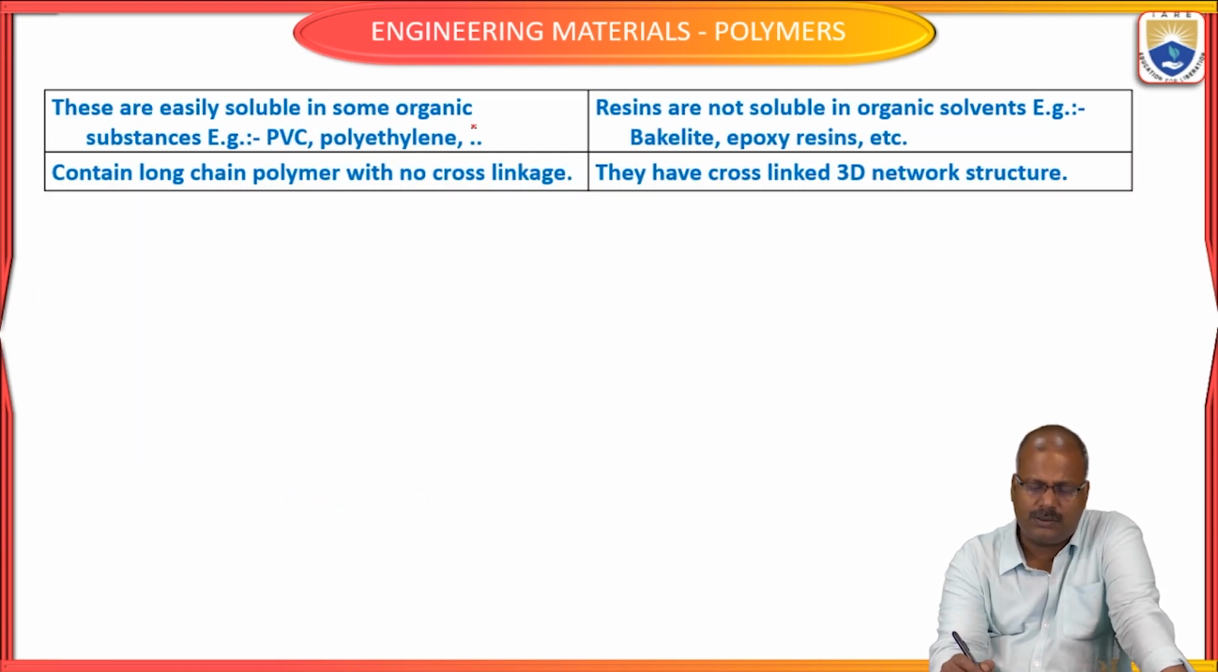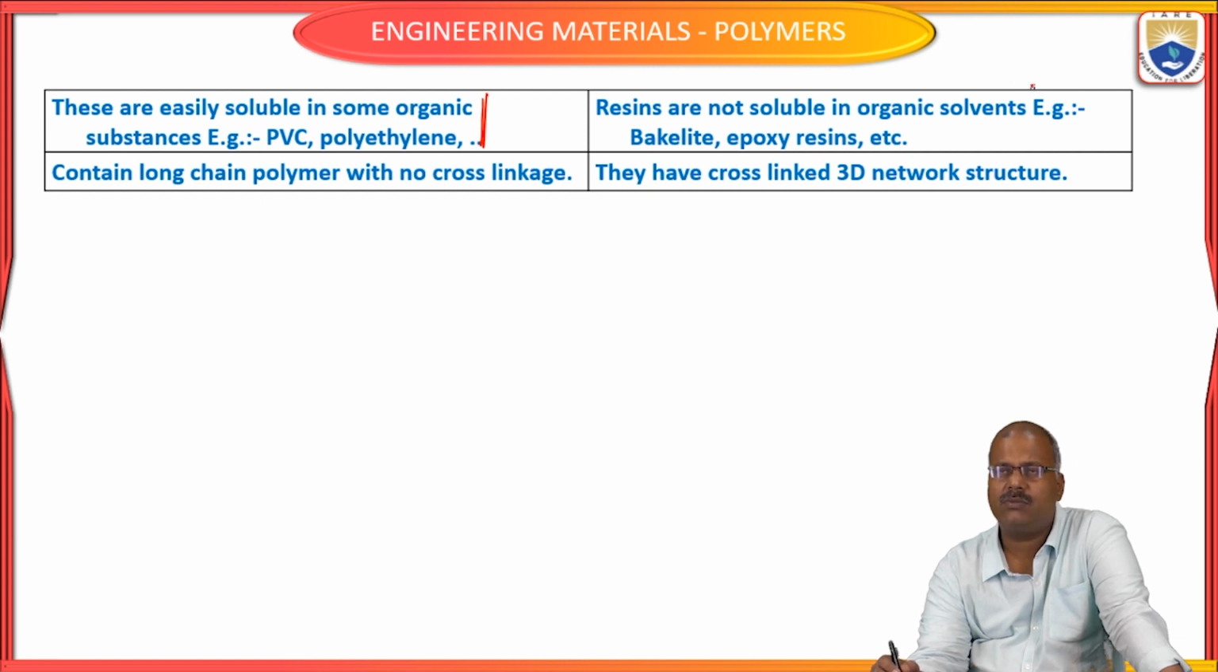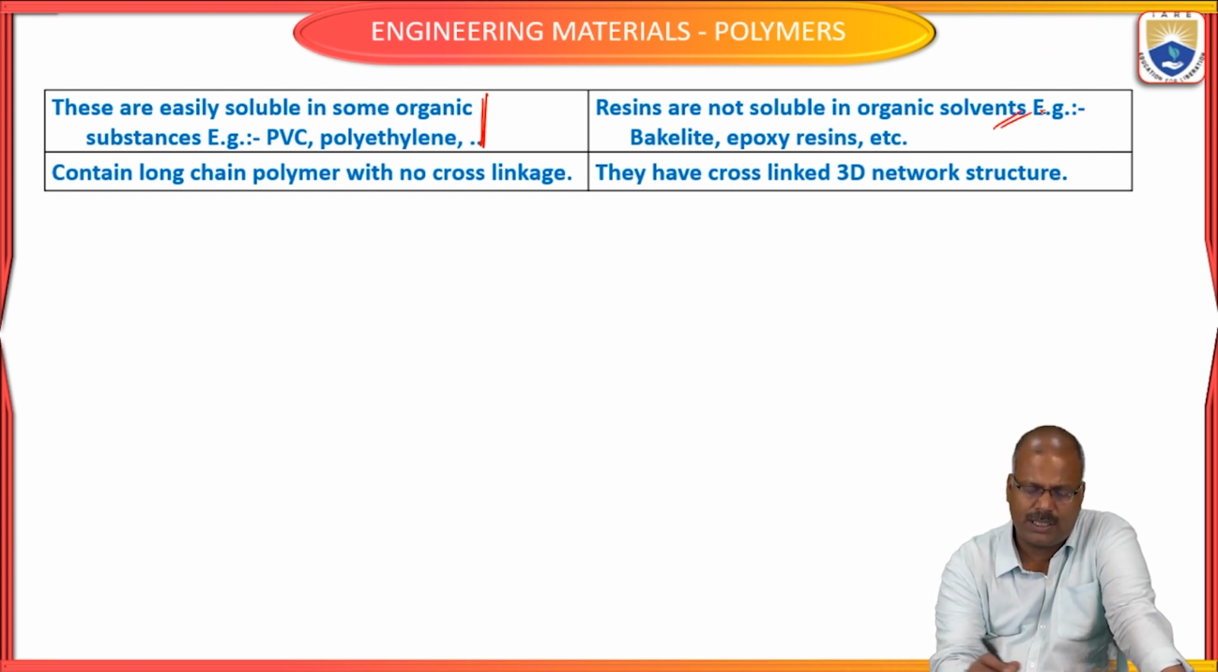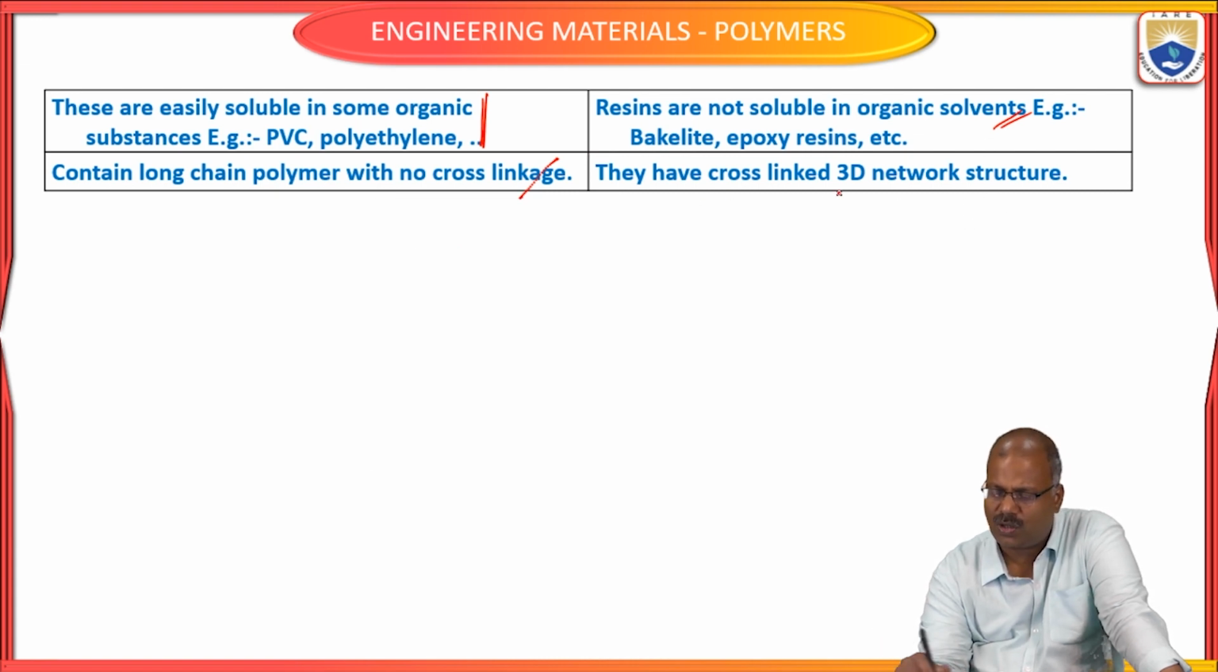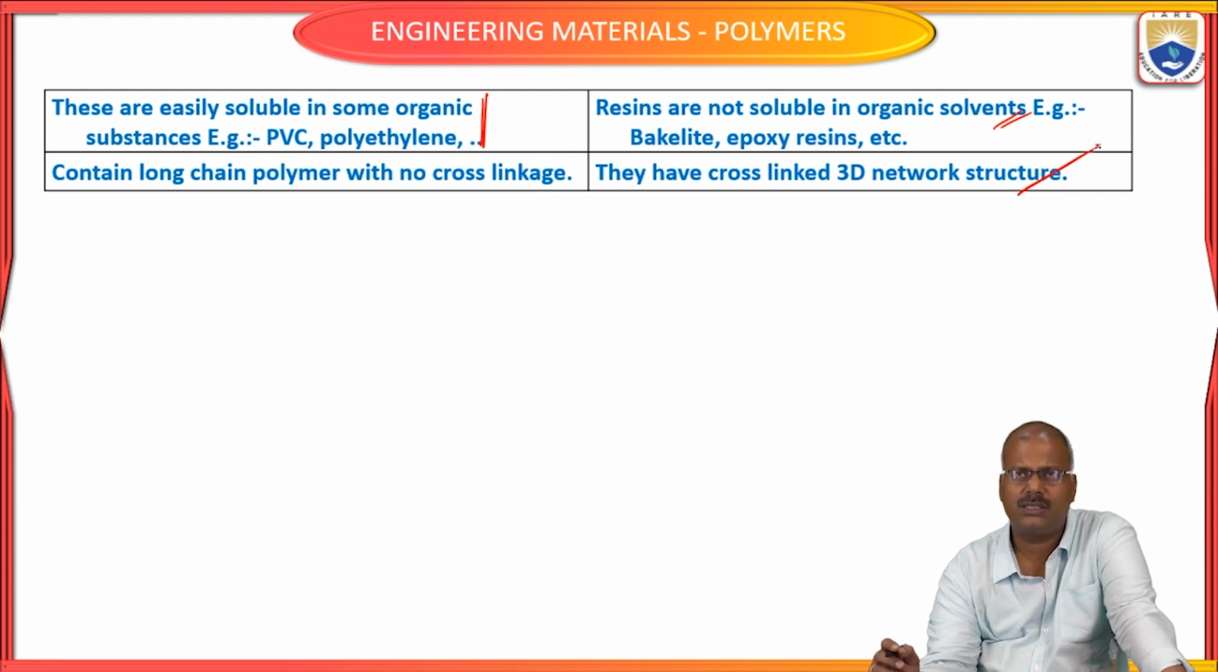Also, thermoplastics are easily soluble in organic solvents, for example PVC, polyethylene. Thermosetting resins are not soluble in organic solvents. Thermoplastics contain long chain polymers with no cross linkage, whereas we know thermosetting resins have a cross-linked 3D network structure.